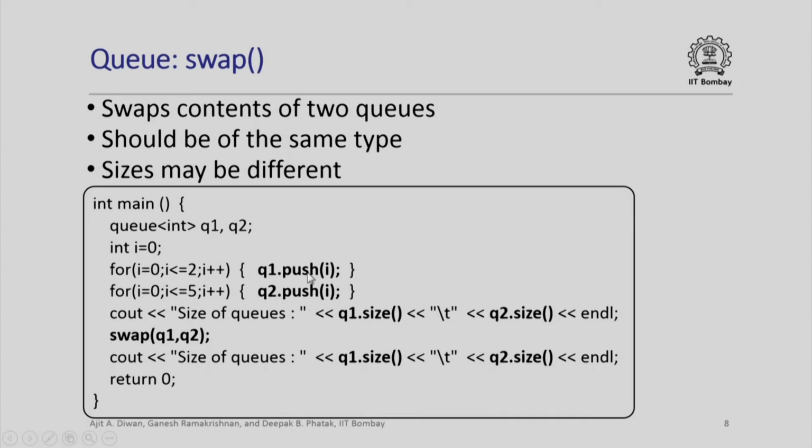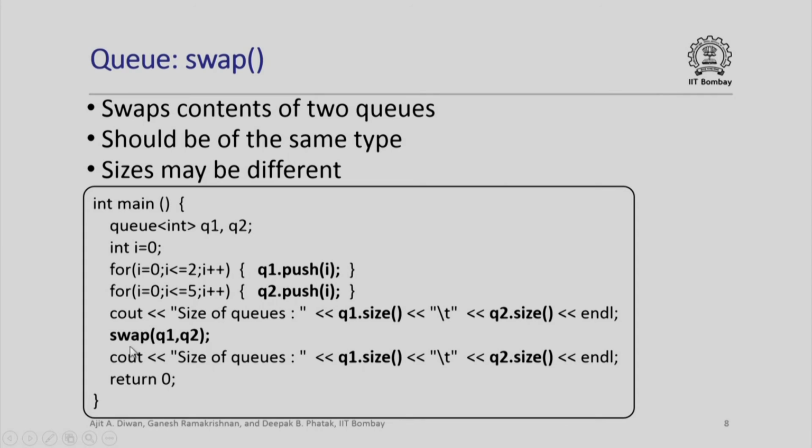We push an integer element I into q1, we push an integer element I into q2, but this loop runs from 0 to 2, this loop runs from 0 to 5. That means this has 3 elements, this has 6 elements. So, the sizes are different. However, we just print sizes, by the way, for our information. The sizes of queues are this.